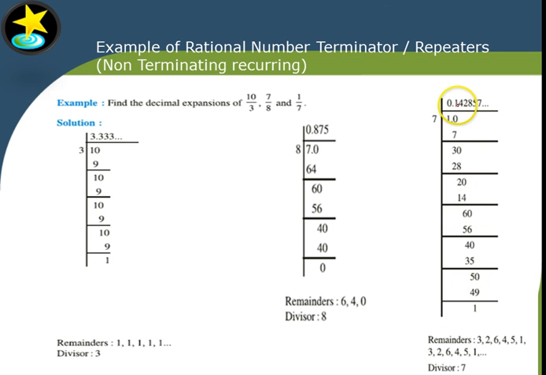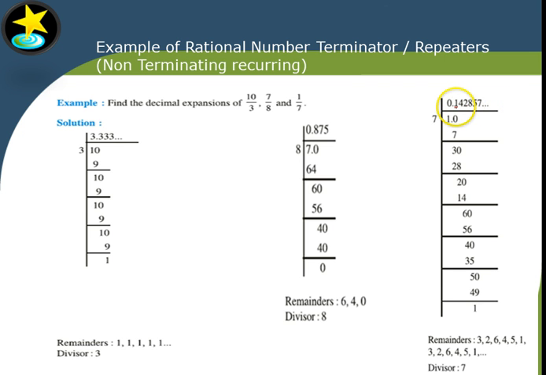When you keep moving, you'll get 1, 4, 2, 8, 5, 7, and after that you'll be back to remainder 1. At this place, if you put a 0, you will start from the same place and you can keep moving. So in this particular case, your remainders will keep repeating, and even the decimal representation of the fraction will keep repeating.